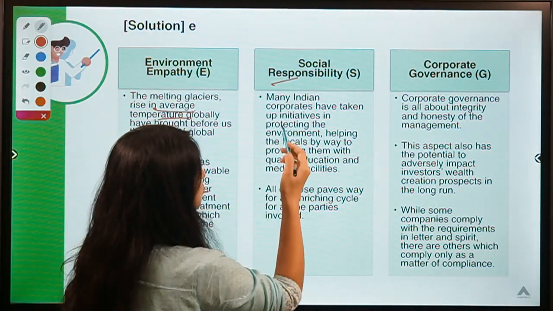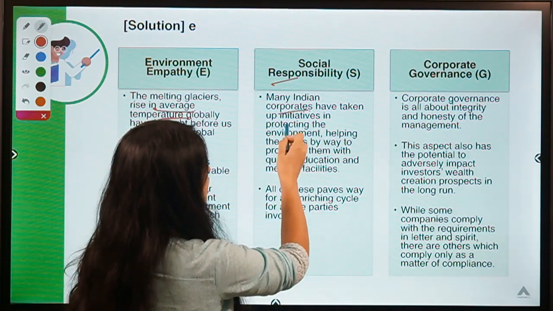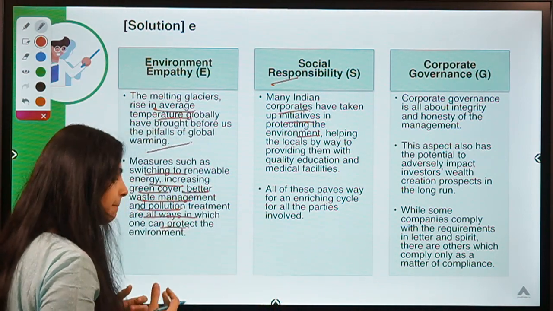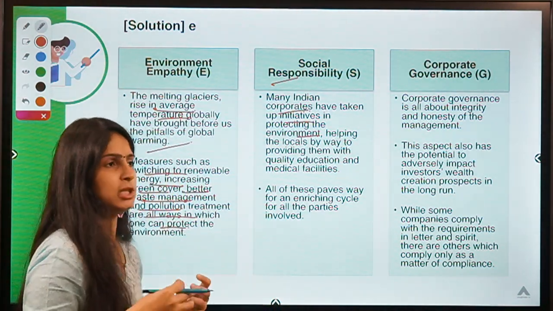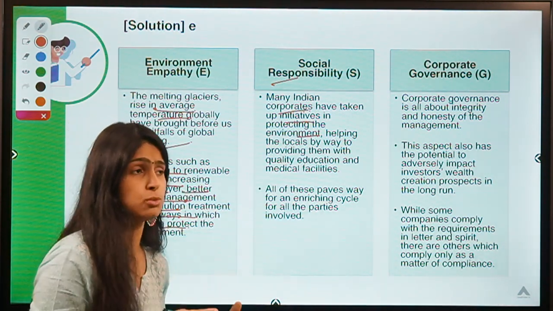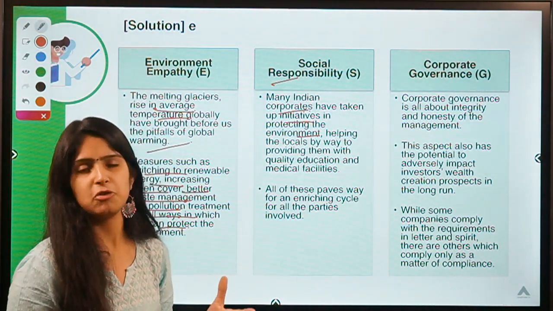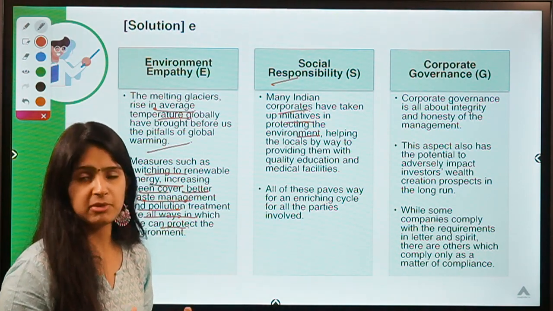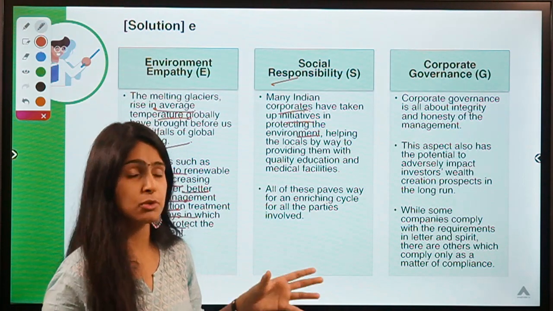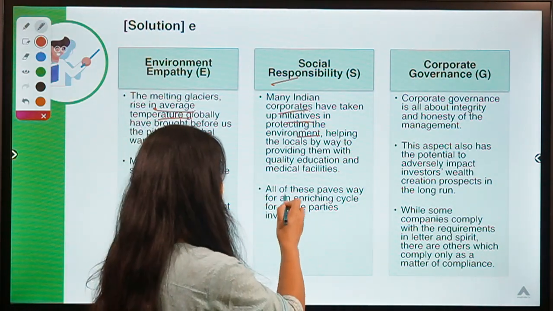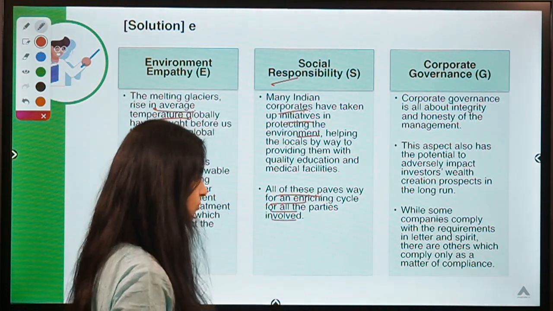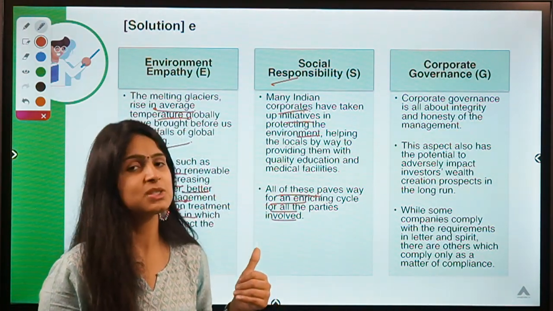After that, social responsibility. Corporates have taken up initiatives. Many companies donate some of their earnings to charitable causes, or they run schools for underprivileged children and hospitals for underprivileged sections of society, right? So they take up their social responsibilities seriously. All of this paves the way for an enriching cycle for all the parties involved. That means benefit for all the stakeholders.